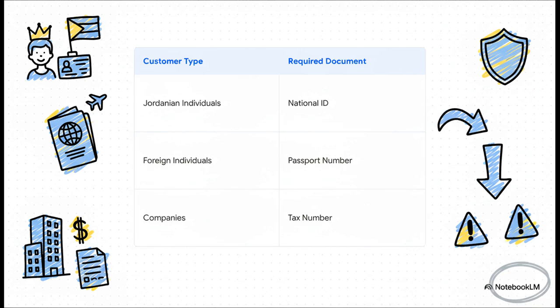It's pretty straightforward, really. It all depends on who your customer is. If they're a Jordanian individual, you need their national ID. If they're a foreign individual, you'll use their passport number. And if you're invoicing a company, you'll need their tax number. You just pick the right one from the dropdown and type in the number. Seriously, you can't skip this step if you're working in Jordan.